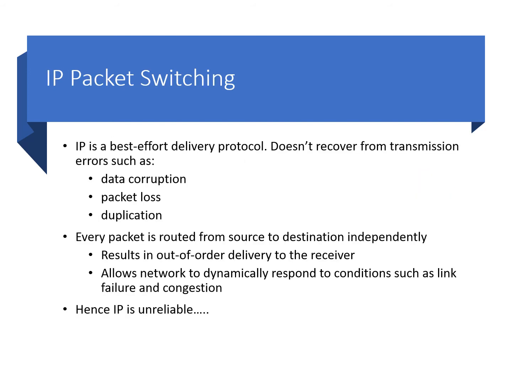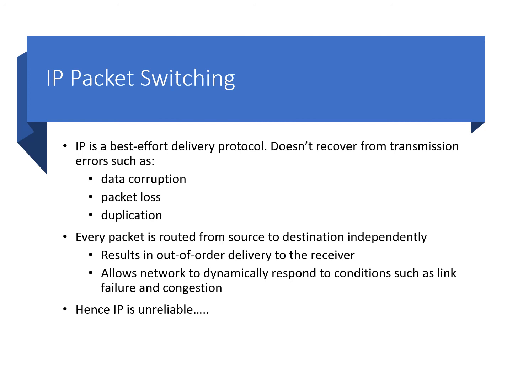IP is known as a best effort delivery protocol. This means it does not attempt to compensate for the various error conditions that can occur during packet transmission. Possible transmission errors include data corruption, packet loss, and data duplication. We'll see why these occur shortly. In addition, as every packet is routed from source to destination independently, different packets may be delivered to the same destination via different network paths, resulting in out-of-order delivery to the receiver.